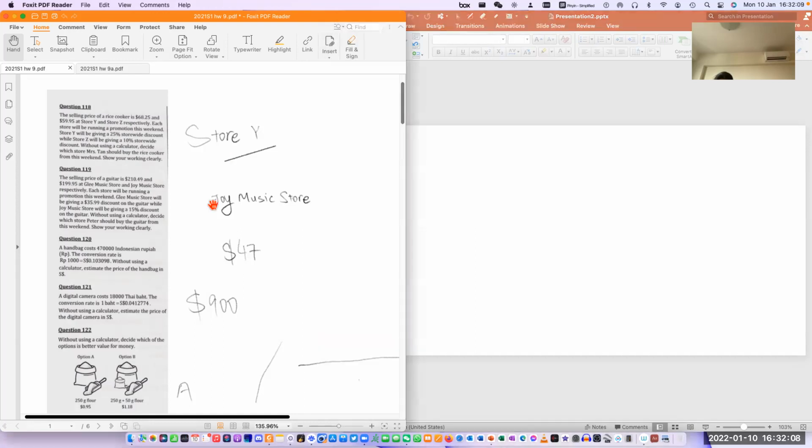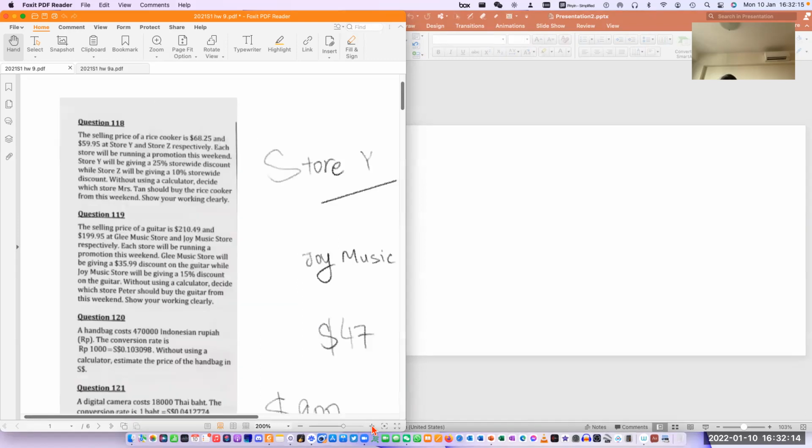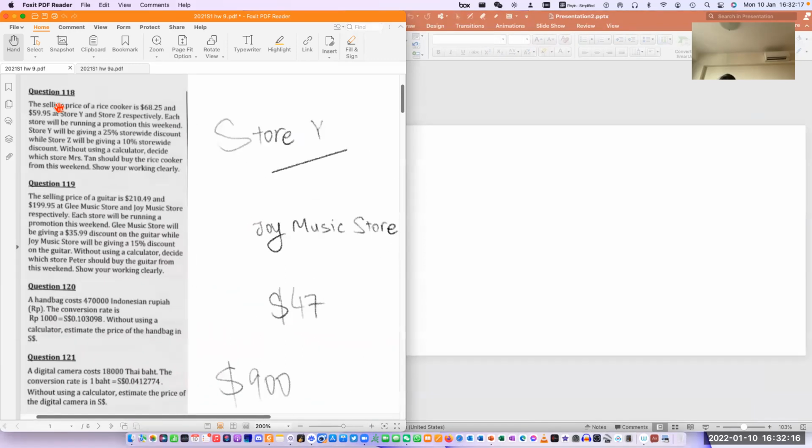Okay, so if you look at this, question 118. It says the selling price. Let me just zoom in a little bit so you can see the question more clearly. It says the selling price of a rice cooker is $68.25 and $59.95 at store Y and Z. Each store will be running a promotion this weekend. Y gives a 25% discount. Z gives a 10% discount.